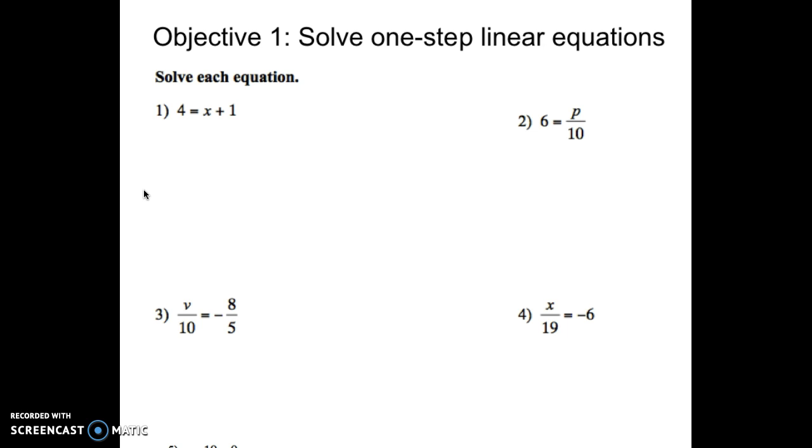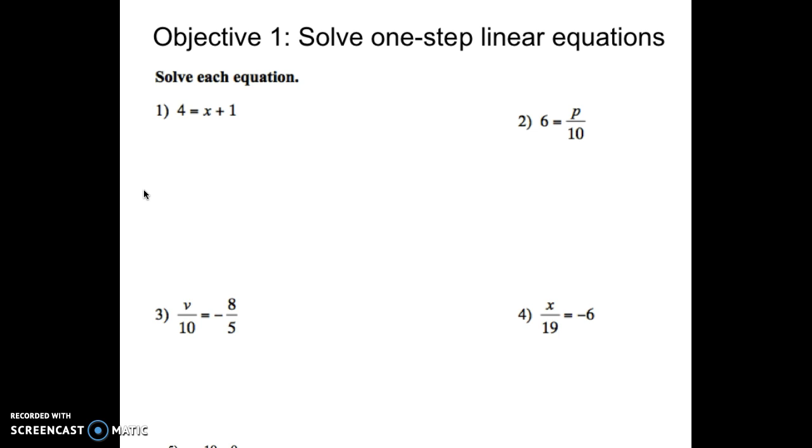In order to solve an equation, algebra is beautiful because it pairs numbers and letters. Typically, you need to get the letter or variable by itself, all alone. One-step equations mean that there's only one step to do that, getting the variable by itself. I will do number 2. Number 2 is just like number 3 and number 4, meaning that the variable is being divided by something.